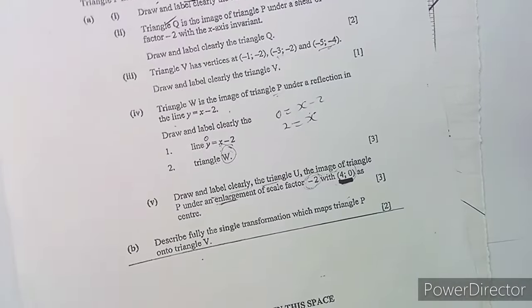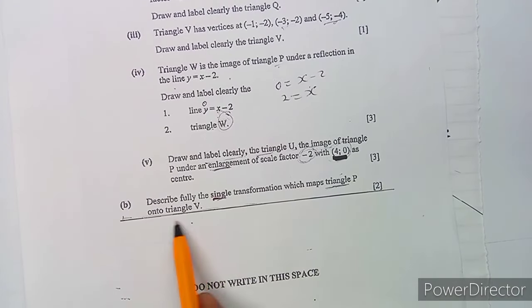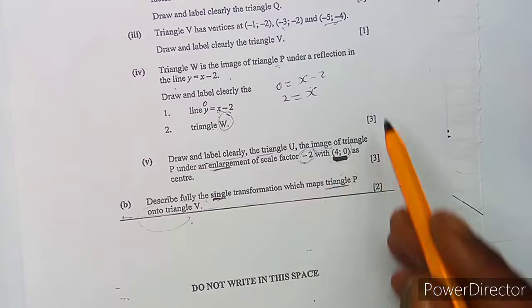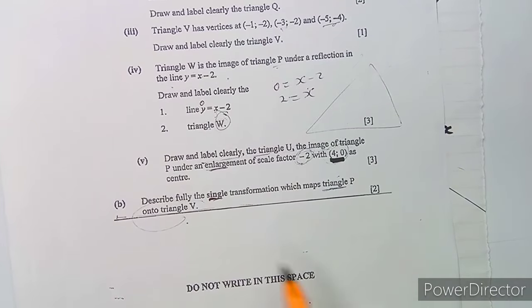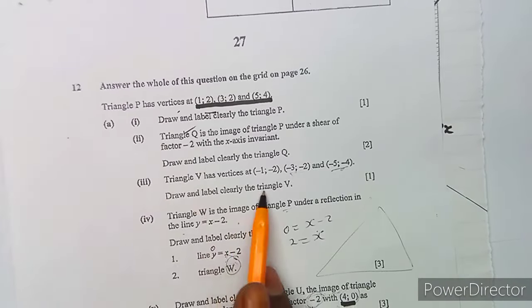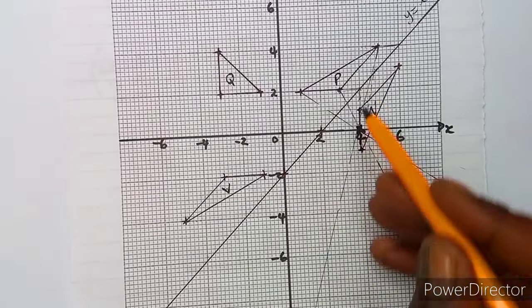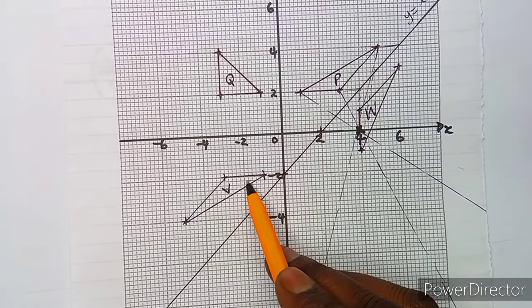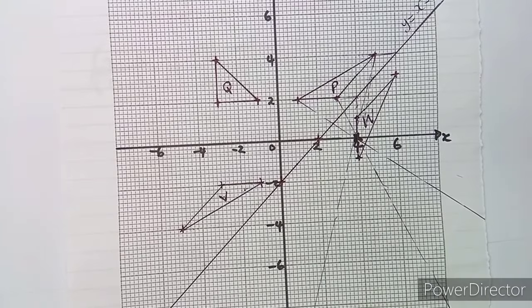All right, then on this part, describe fully the single transformation which maps triangle P onto V. And also here, this one is going to be a bigger diagram so that you'll be assured that that one is actually enlargement. Okay, where is this happening? P and V. P and V is the one that we drew here. Remember, we drew our V here from our P, and we have got this P and V. So for us to describe these, all you need is to join our corresponding points.